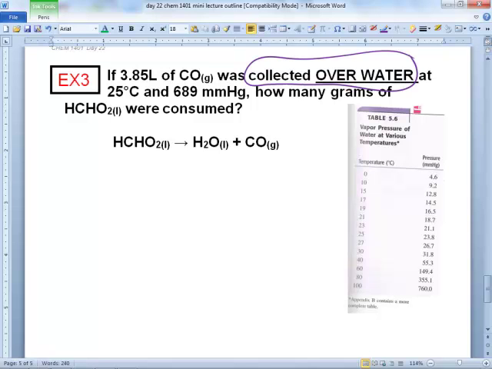3.85 liters of CO is collected over water, 25 degrees Celsius, 689 millimeters of mercury. How many grams of HCHO2 were consumed? So Janet, what would you do first? I'm trying to figure this out.